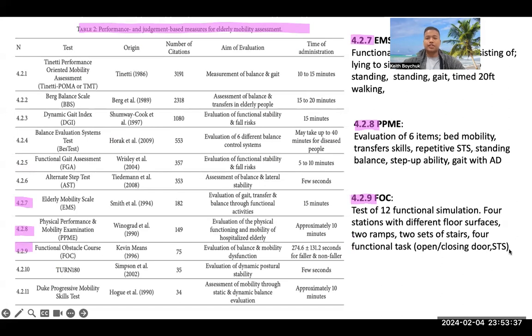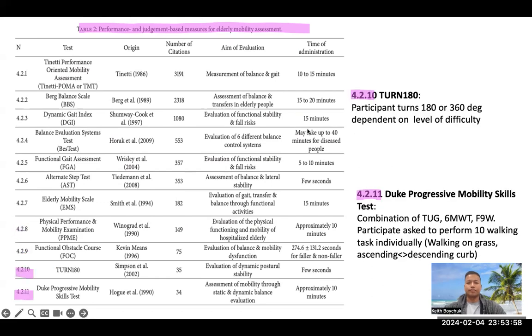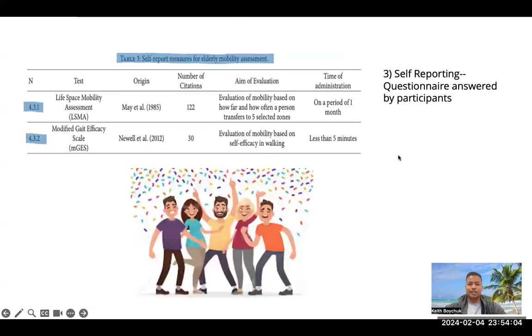And then, once again, just hitting it home that most of these tests are multiple component factors. And so that goes into whether that's a test that we are looking to do, looking at functional mobility and not just one specific area. And some of them can be very easy, like a turn 180.